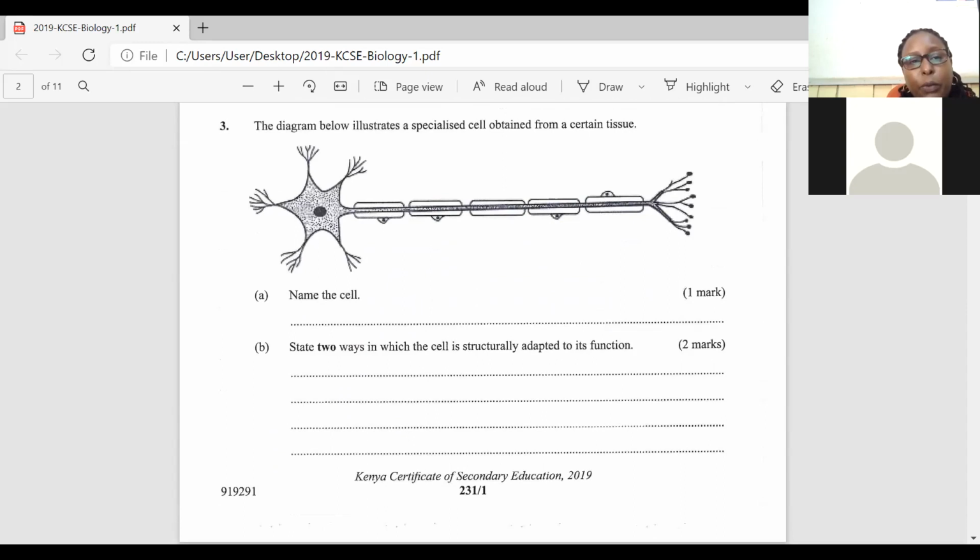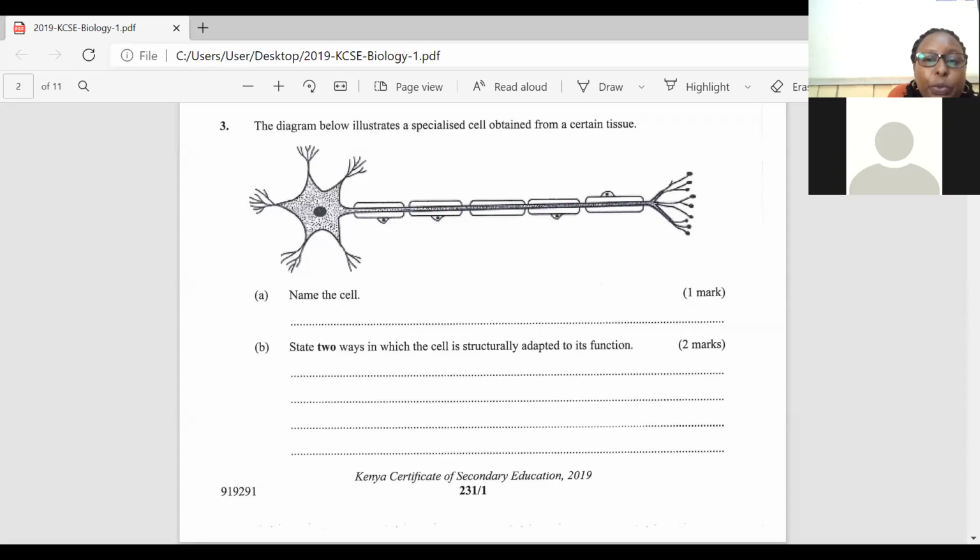We also have question 3. You can see that neuron there. Well, that is from Form 4 work, in the response and coordination chapter. Part A of the question would ask the student to name the cell. The learner here would have talked specifically on what type of cell it was, which is a motor neuron.